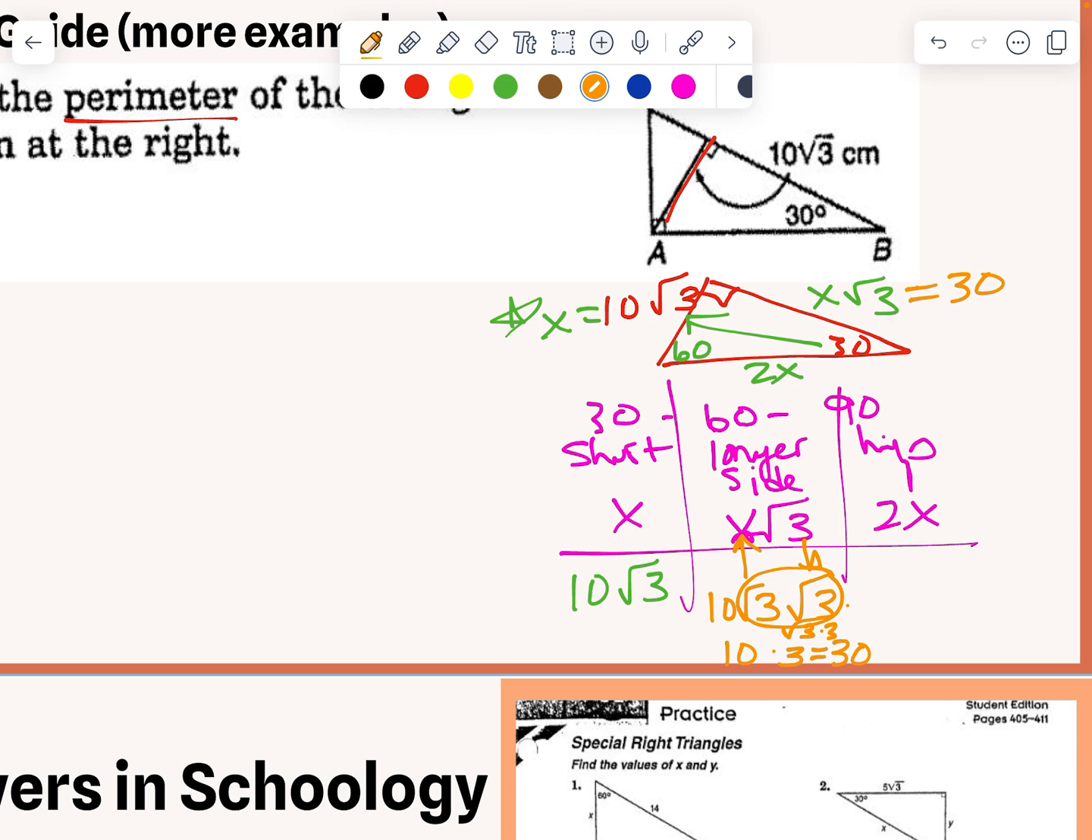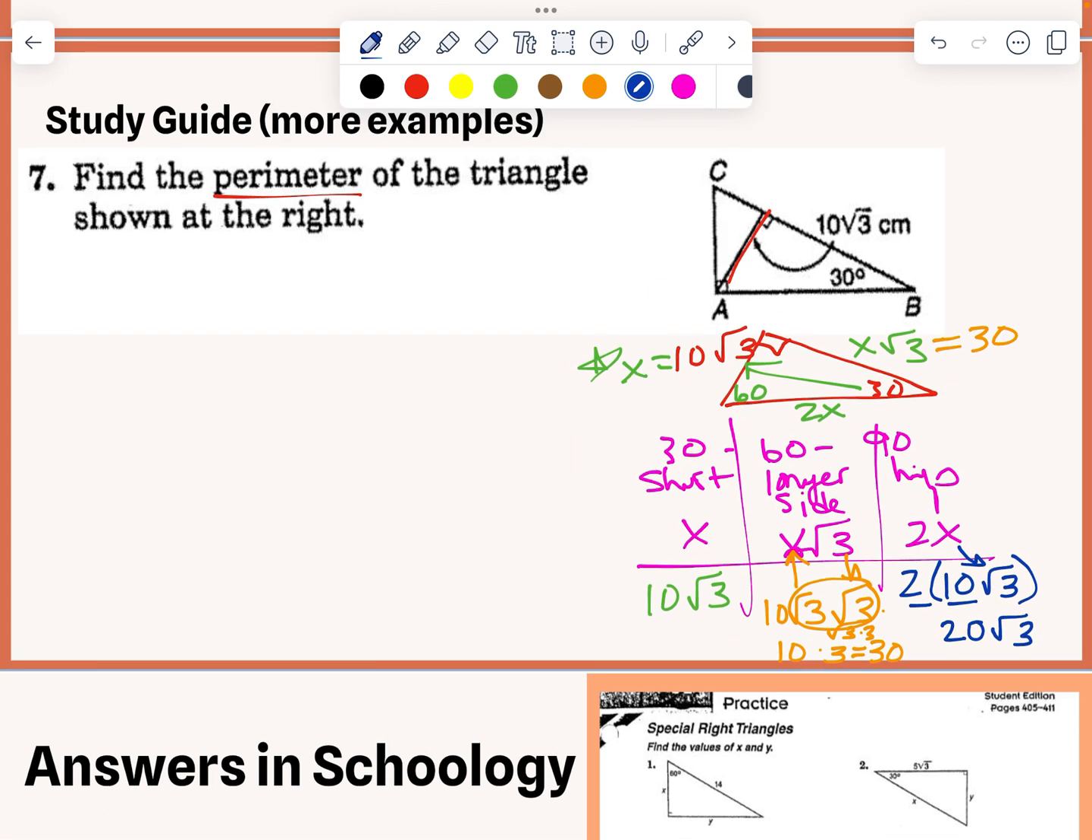And then we have 2x for our hypotenuse. So we're going to say 2 times 10 square roots of 3. x is 10 square roots of 3. 2 times 10 is how you work this question, so we have 20 square roots of 3. And we need that for this part. We now have part of the information for perimeter.